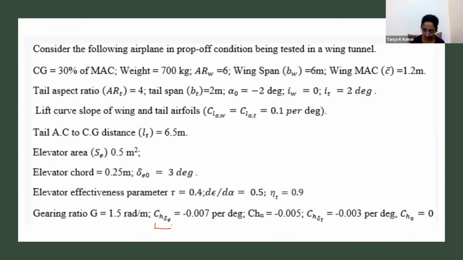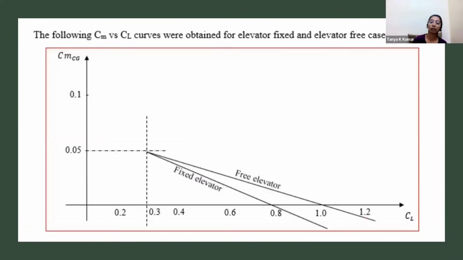So we can see CH delta E, CH alpha, this should be CH alpha tail, CH delta tail, delta T. As we had discussed before, they are all negative quantities. You can see that here. So all 3 of those hinge moment derivatives are less than 0 as seen in this question. Now they've also given you some experimental data for stick fixed elevator case and stick free.